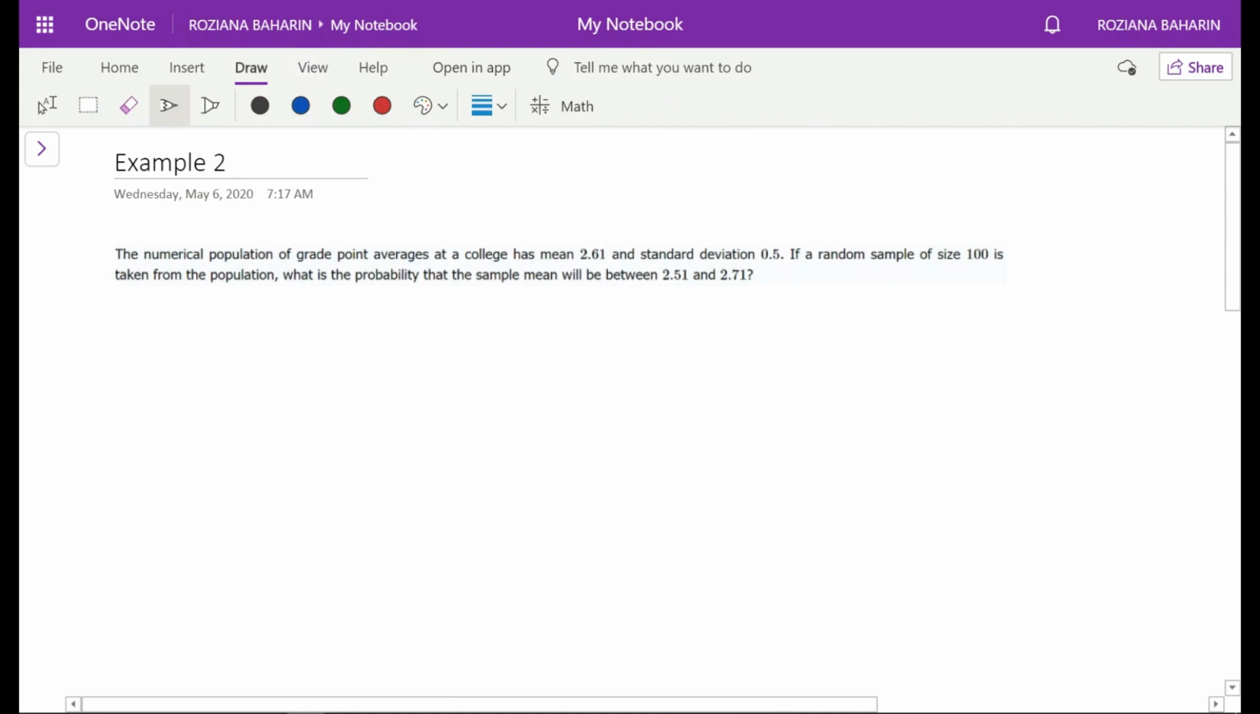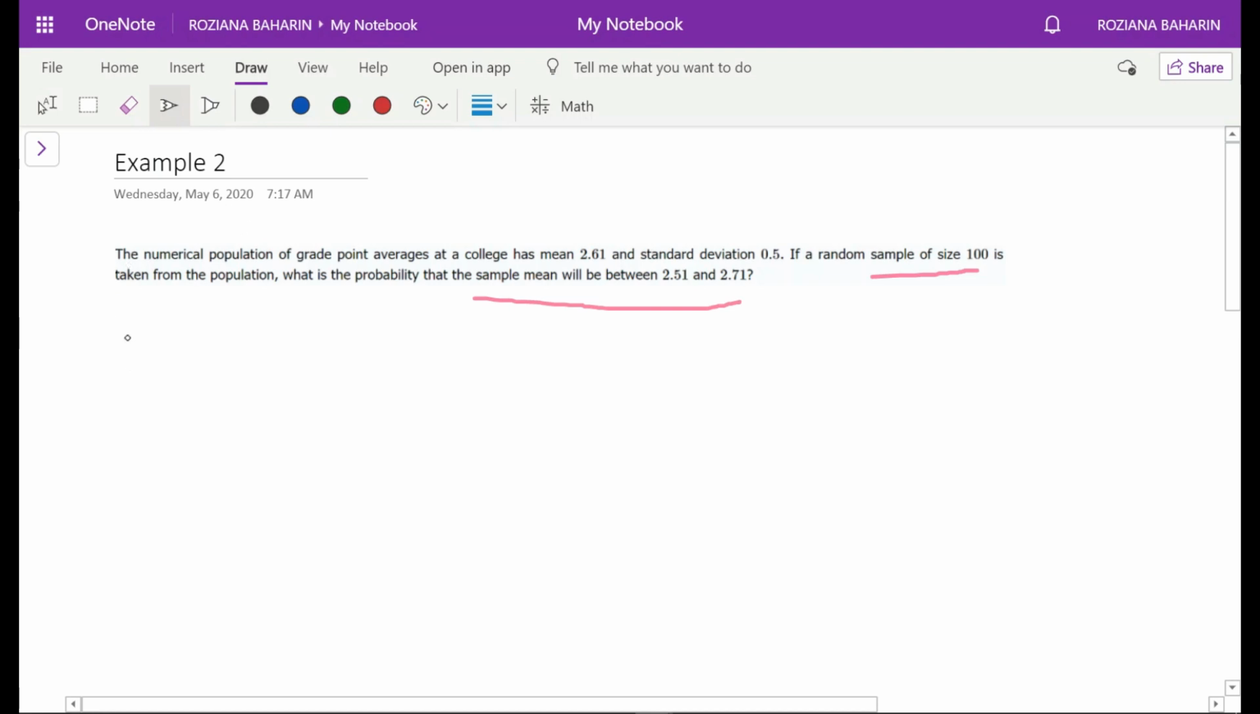Okay, so example 2: the numerical population of grade point averages at a college has mean 2.61 and standard deviation of 0.5. So if a random sample of size 100, so your n is 100, is taken from the population, what is the probability that the sample mean will be between 2.51 and 2.71? So I expect you already have a clear view on the steps required to solve this question. Come, we try to solve this together.